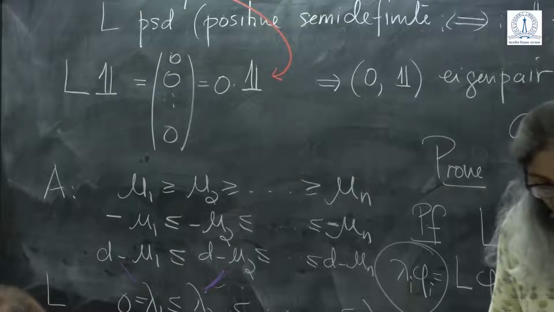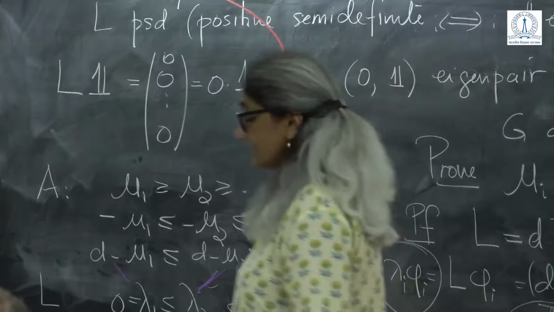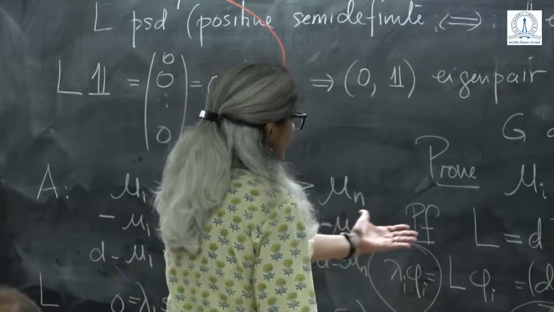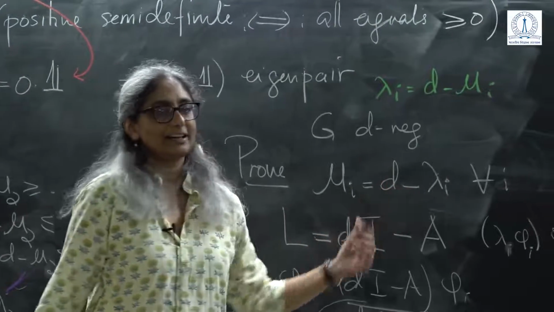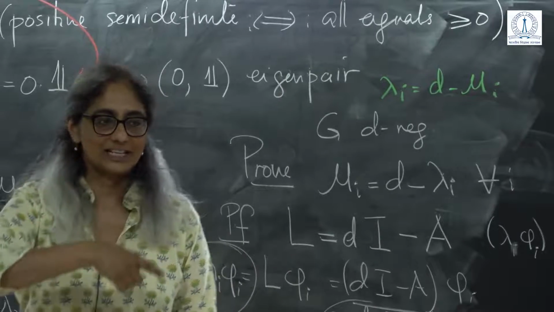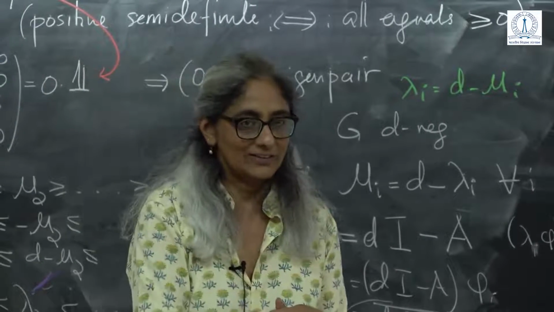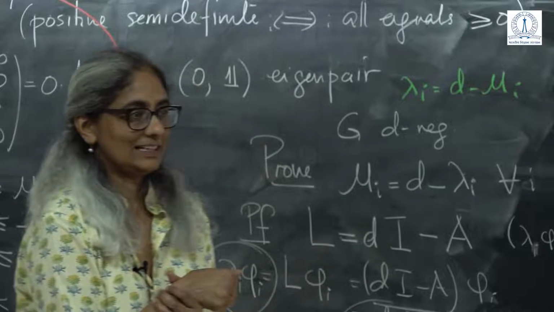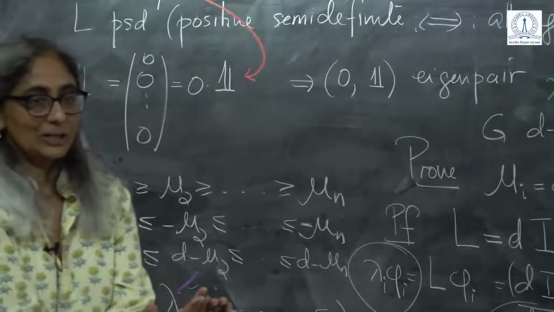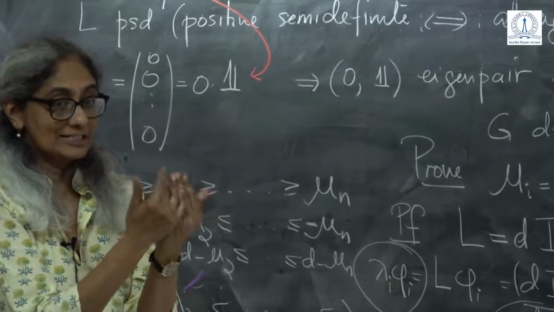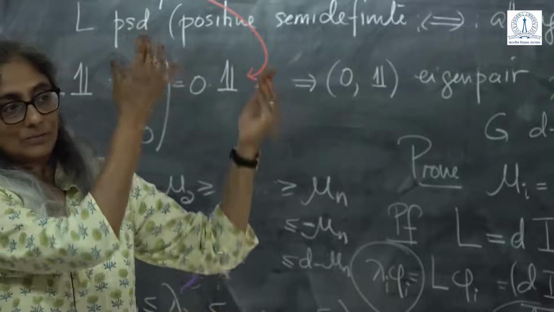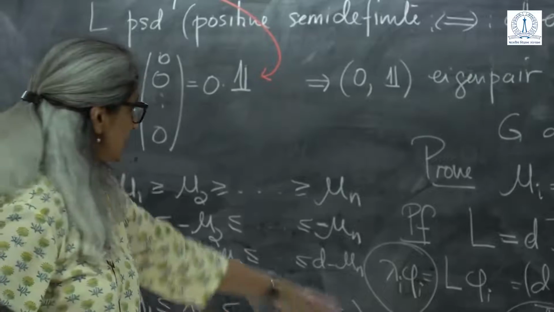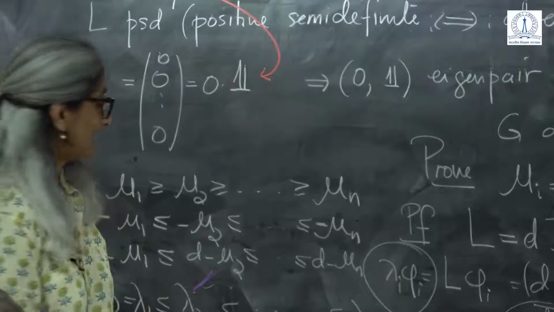Okay, so now comes my question. Using this fact, can you argue that the largest eigenvalue of the adjacency matrix of a regular graph is d? The largest eigenvalue mu_1 of a d-regular graph, I claimed, was d. Do you see quickly why this is the case?